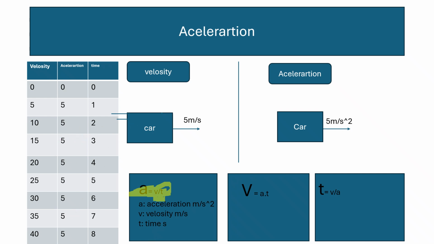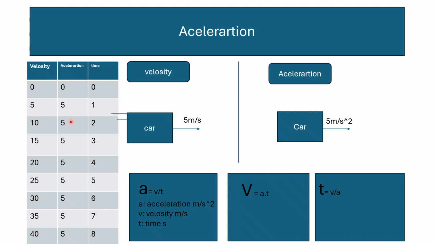We said acceleration is a change in velocity. That's right. Acceleration is change in velocity over time. It's how much the velocity changes per second. So here, if the acceleration is 5, in the first second the velocity is going to be 5. In the second, it's going to be 10. So it's increased by 5 every second.